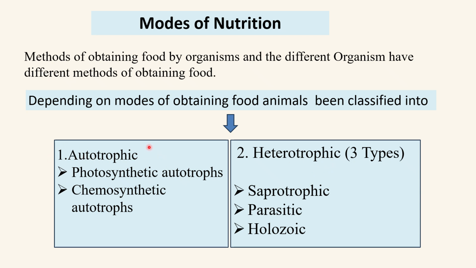Autotrophic are the ones who make their own food, and heterotrophs are the ones which cannot make their own food and depend on other plants or animals for their food. Autotrophs are divided into two types, photosynthetic autotrophs and chemosynthetic autotrophs, whereas heterotrophs are divided into three types, saprotrophic, parasitic, and holozoic.